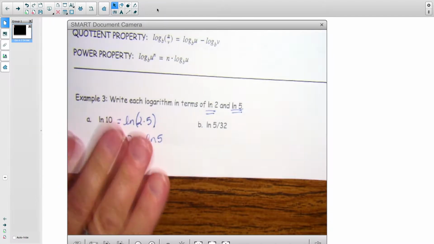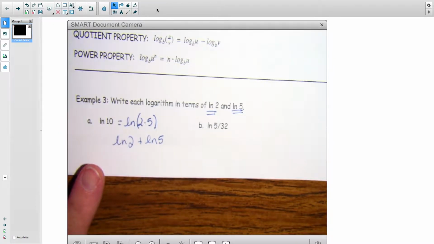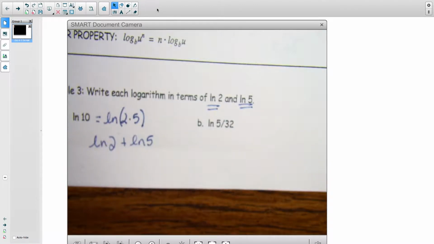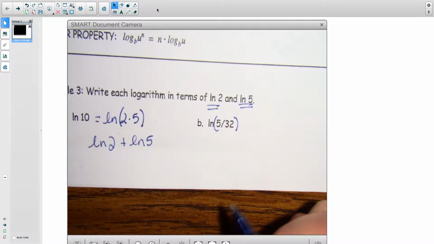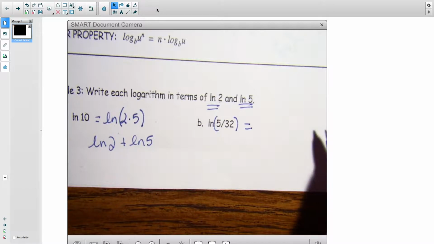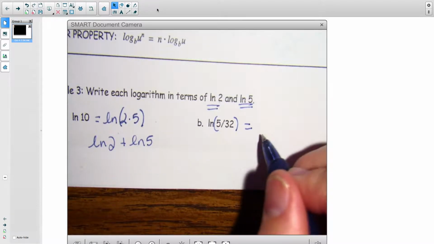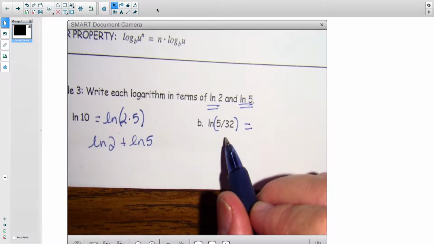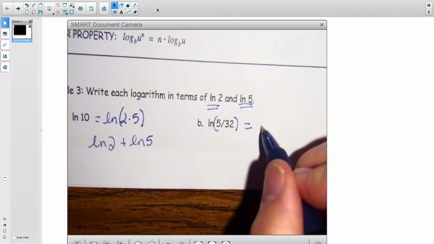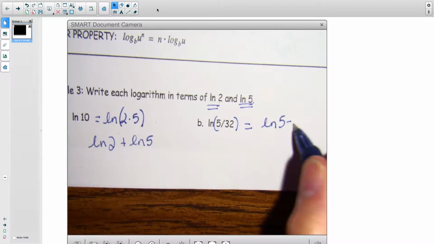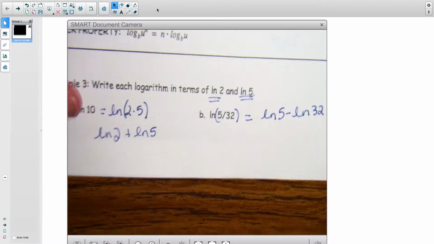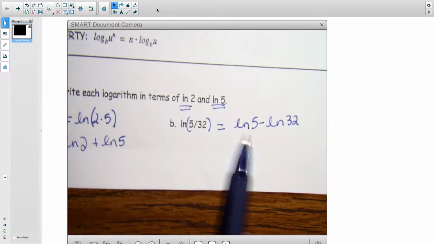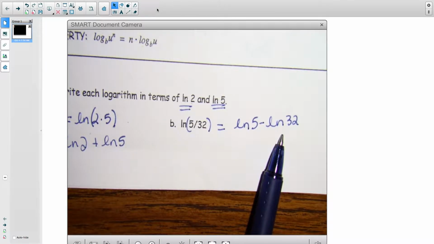Okay, let's look at B here. While we're dividing, it's a natural log of the fraction 5/32. So I can expand that by doing what? What's that? The fraction. Subtraction, thank you. So it's a natural log of 5 minus the natural log of 32. I have the natural log of 5, so I don't have to change that anymore. But I need to somehow write this with either a 5 or a 2.